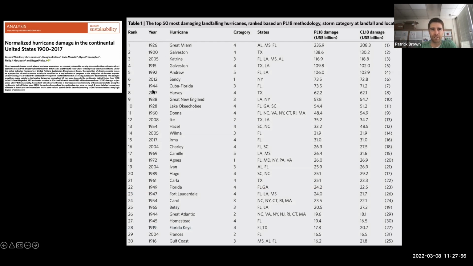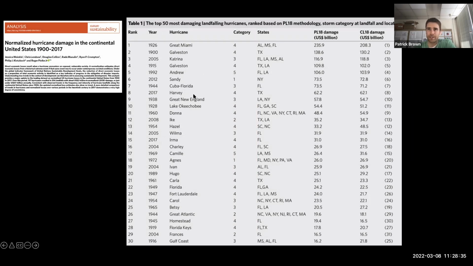And then this is ranking those in terms of how much damage they would have caused if they hit today. And so now, instead of all of those most recent hurricanes that we looked at before, like Maria and Sandy and Katrina being at the very top, we have some of these other ones like this 1900 Galveston hurricane and this 1926 Greater Miami hurricane, and then there's Katrina again, but then we have a 1915 Galveston, the 1992 Andrew, there's Sandy.